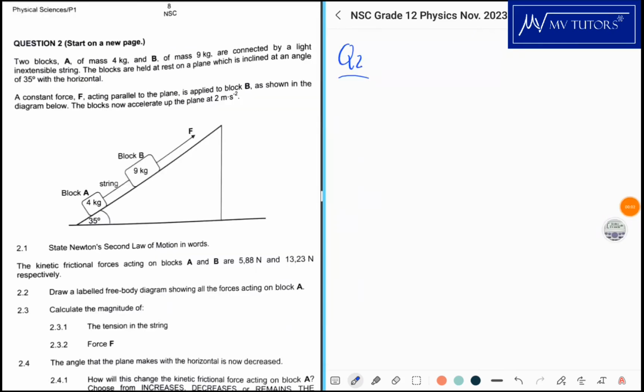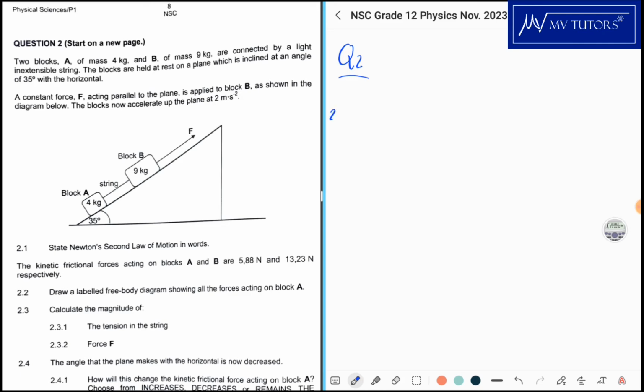Question 2. Two blocks, A of mass 4 kg and B of mass 9 kg, are connected by a light inextensible string. The blocks are held at rest on a plane which is inclined at an angle of 35 degrees with the horizontal. A constant force F acting parallel to the plane is applied to block B, as shown in the diagram below. Now the blocks accelerate up the plane at 2 meters per second squared. Okay, so initially they were at rest, but now with this constant force, we have a constant acceleration of 2 meters per second squared.